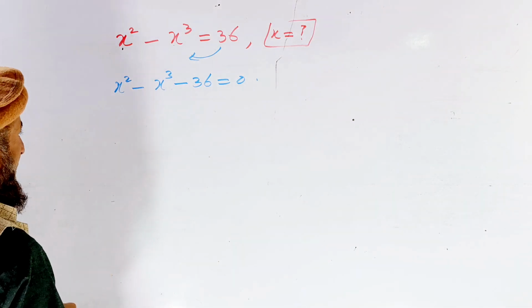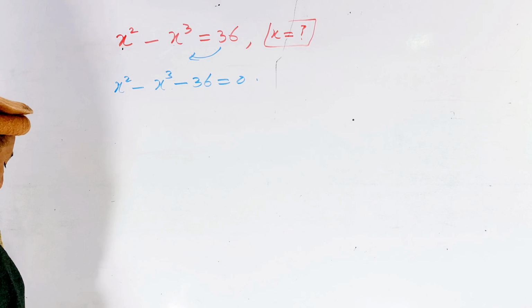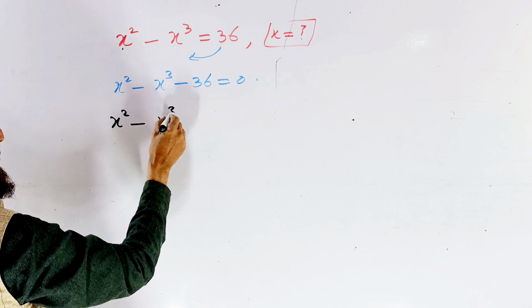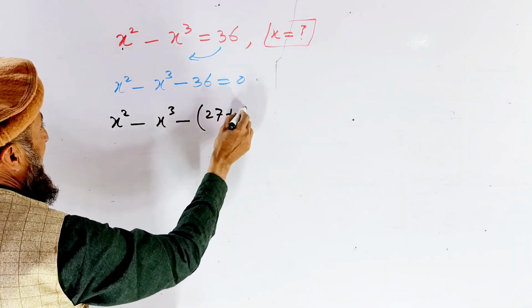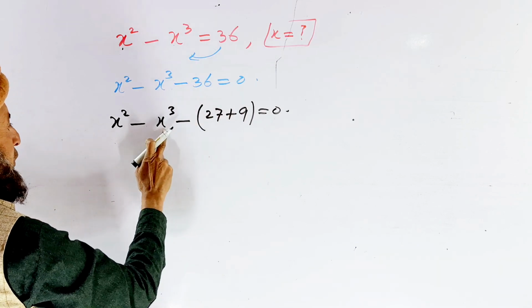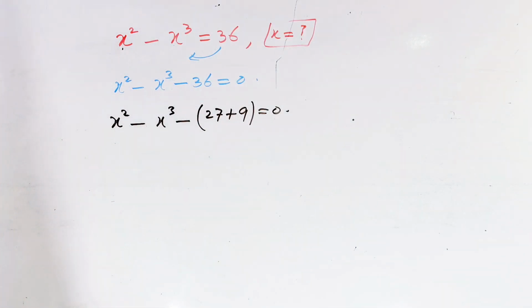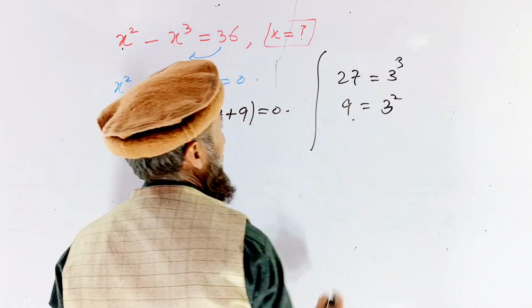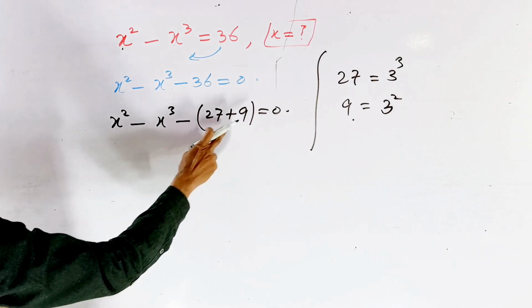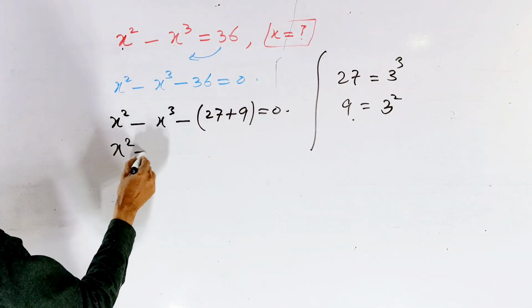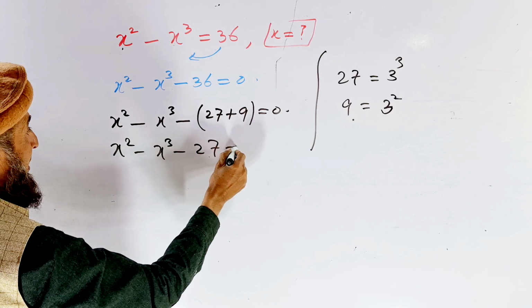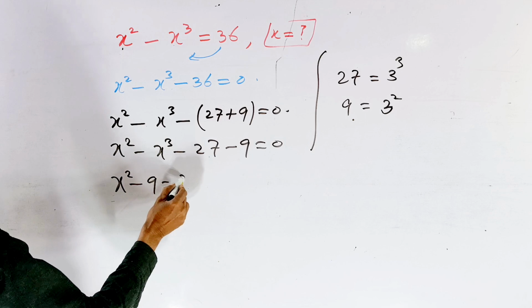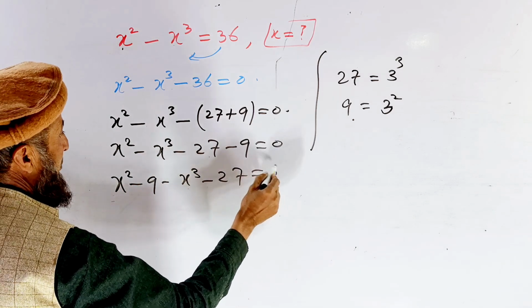Minus 36 we can write with a square and a cube. We change this type of system here. So x square minus x cube minus 27 plus 9 we can write is equal to 0. One is used for the cube and the other is used for the square. 27 is equal to 3 cube and 9 is equal to 3 square. So according to this we have arranged the terms, x square minus x cube minus 27 minus 9 is equal to 0. Rearranging the terms: x square minus 9 minus x cube minus 27 is equal to 0.